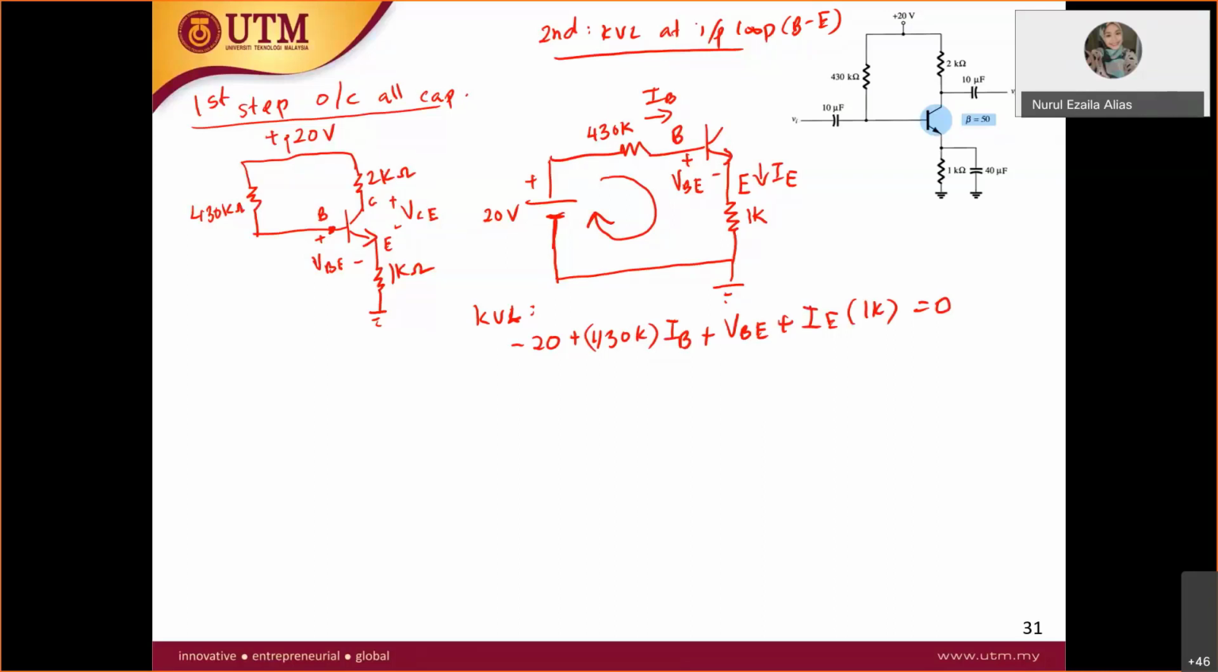Wen Chuan. Okay, so now you have two values. You have IB and also IE. You always want to make it with only one variable. Change it to the IB. So you know that IE is equal to beta plus 1 IB. When you rearrange the equation, you will get something like this. So negative 20, 430K IB.